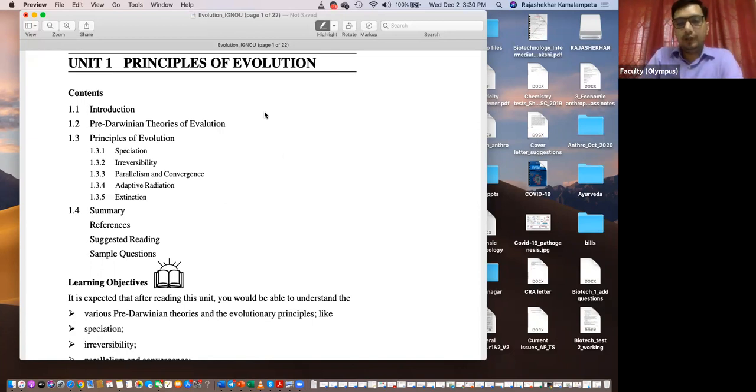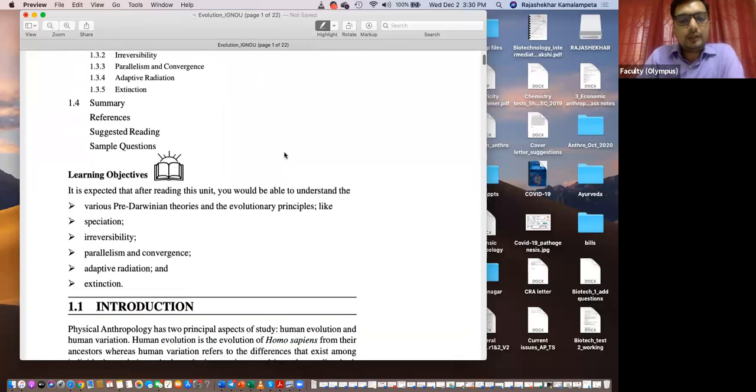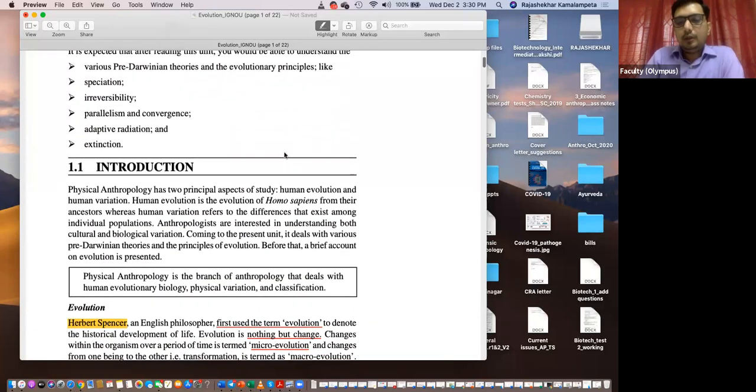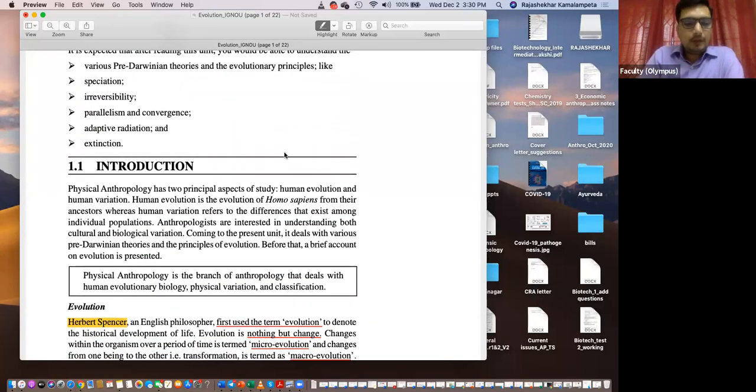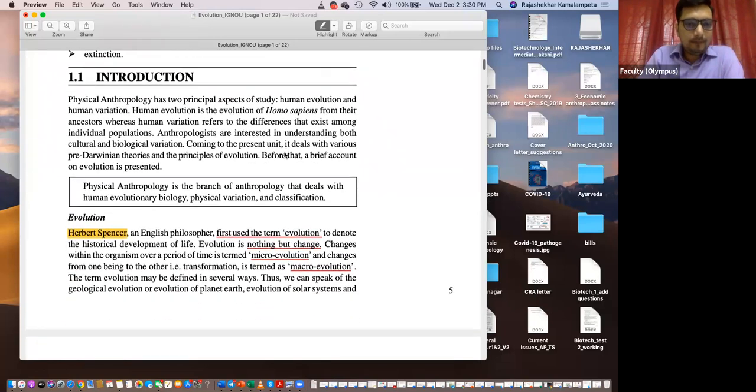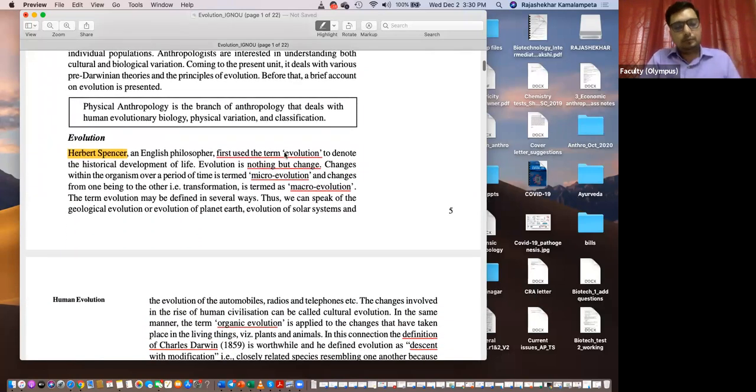Let's first begin with a few definitions. These are the definitions that you have to write depending on the question, like who said what. I'm going to share this document with you after the class. Herbert Spencer is an English philosopher. He gets credit for using the term evolution for the first time.